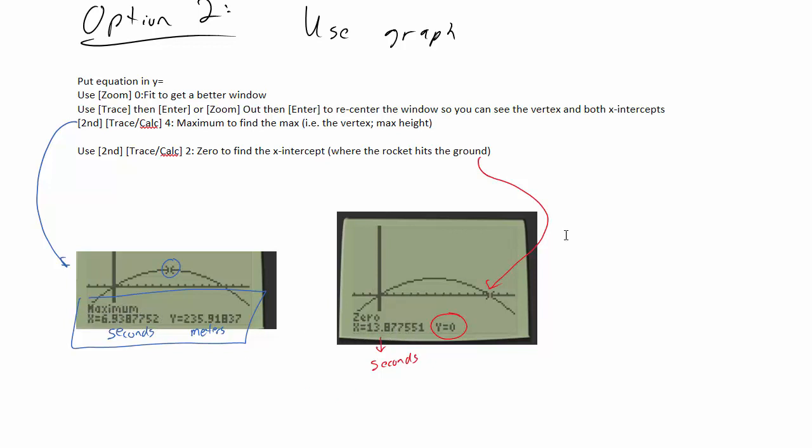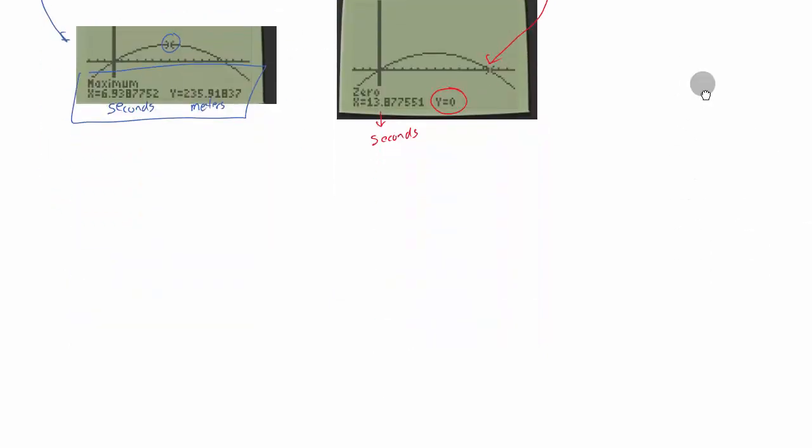So you can use either option, but I care that you know how to find those two things. Number 27 is not on the test, so you don't have to worry about that. So if you can do these on here, you'll be in good shape. Good luck.